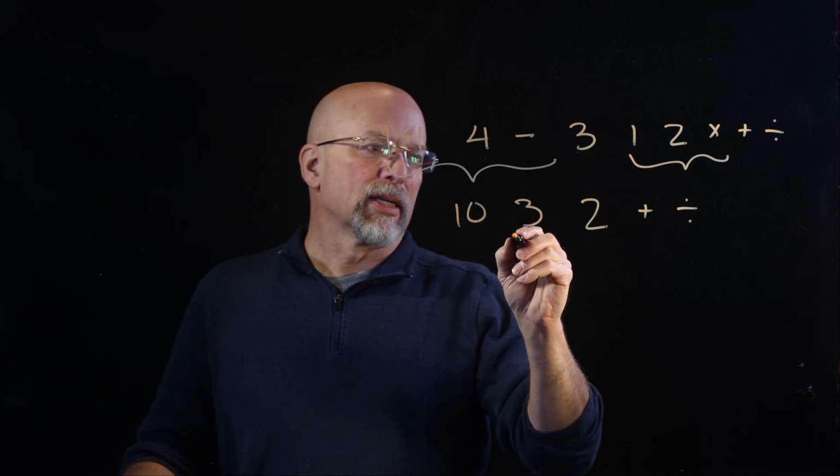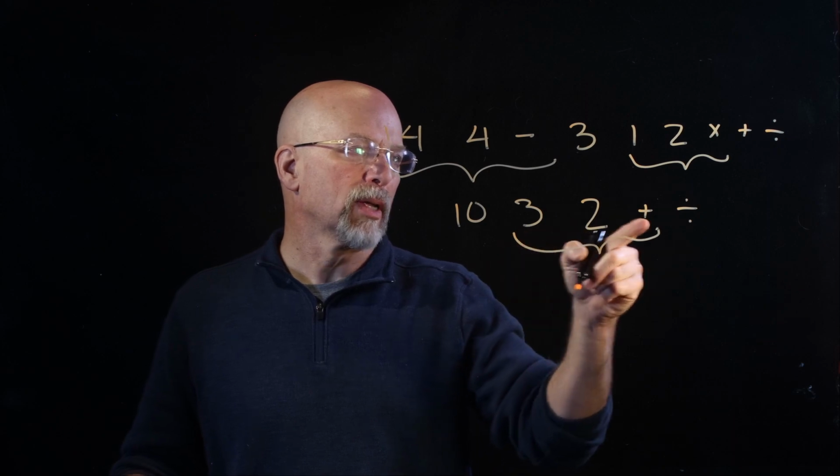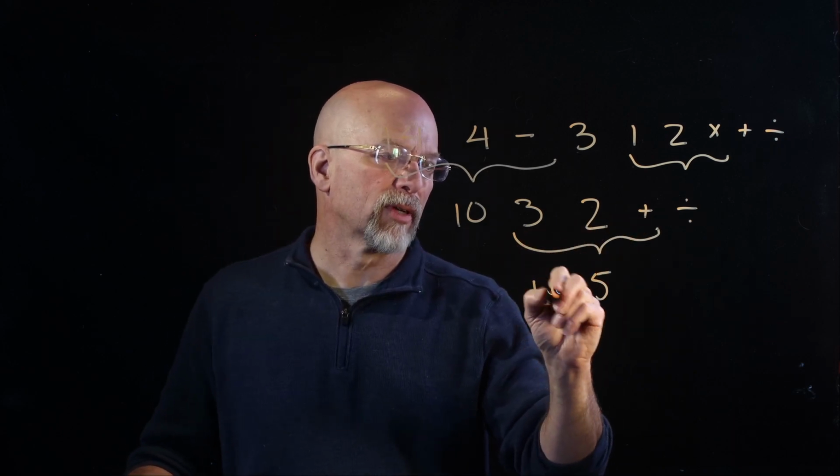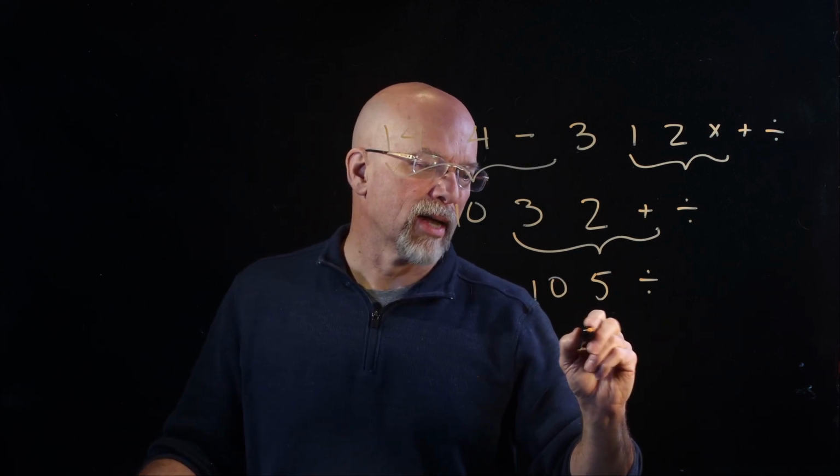I only have one place in here where I've got operand, operand, plus. That's the 3, 2 plus. So 3 plus 2, that's 5. So I've got 10, 5 divides. Now I have 10 divided by 5. That is equal to 2.